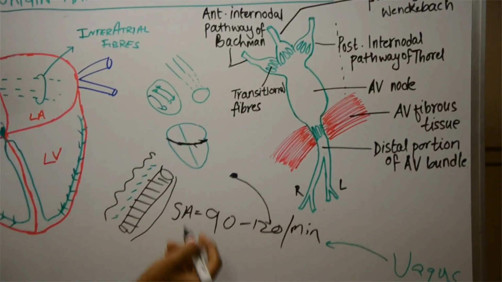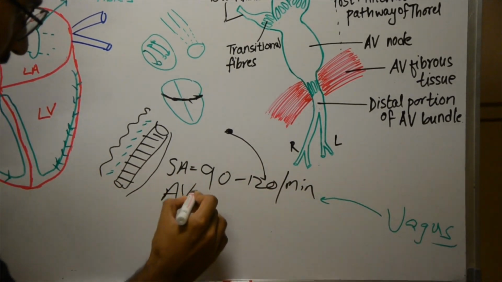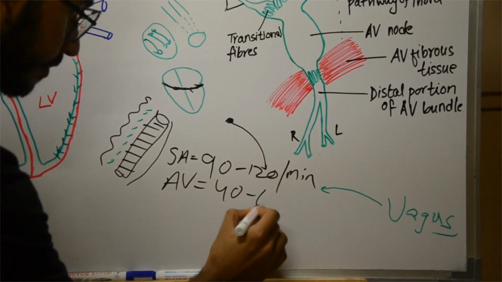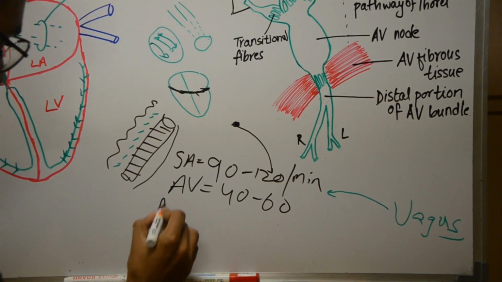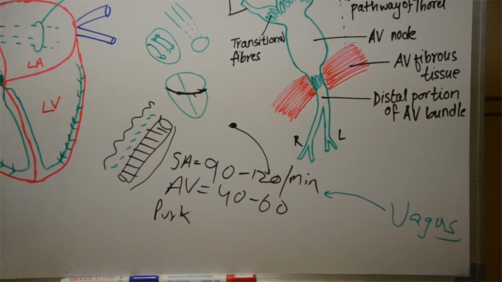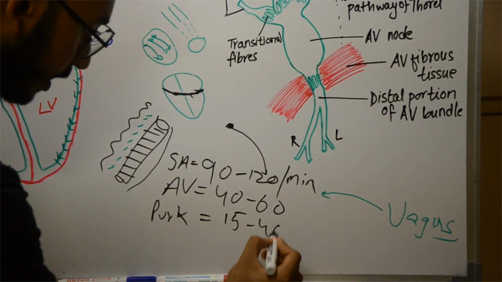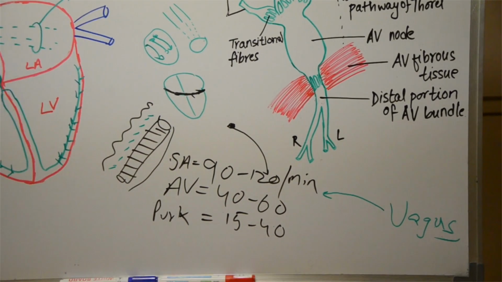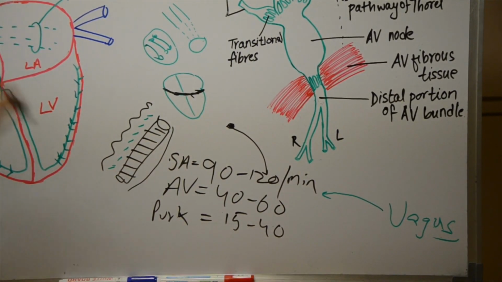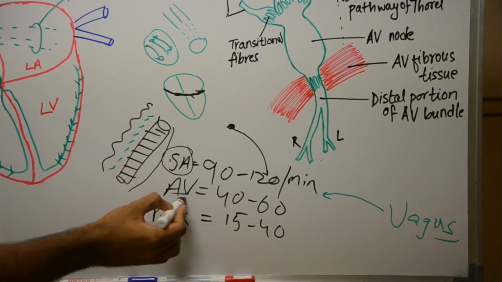The rate of rhythm generation or cardiac impulse generation in the AV node is about 40 to 60 beats per minute. And in the Purkinje fibers, it is about 15 to 40 beats per minute. So as you can see, the SA node is the fastest. Therefore, the heart follows the rhythm and the rate generated by the SA node and not by the AV node and Purkinje fibers.